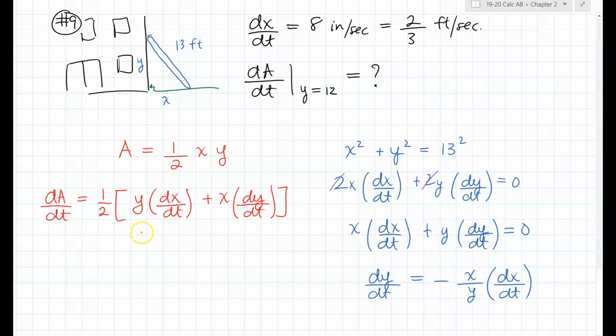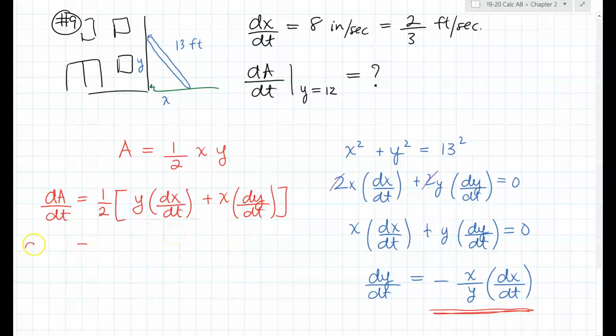Notice the y that I need to plug in over here is going to become a 12. That's good. dx/dt, I know it. x, I don't know it yet, but I could figure it out because if y is 12, then x has to be 5. And dy/dt is over here. So x is going to be a 5, y is going to be a 12, and dx/dt is going to be 2/3. So I know everything. I just got to plug everything in. It's going to look really messy at first, but let's see.